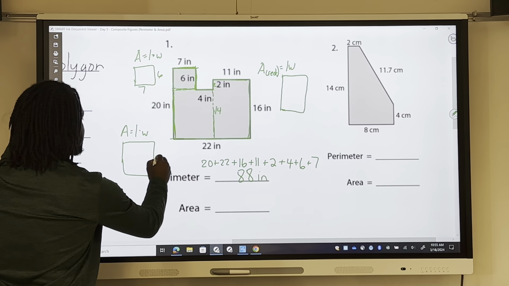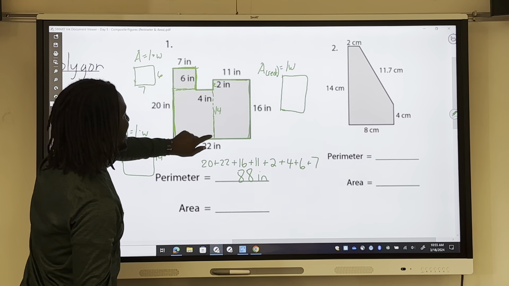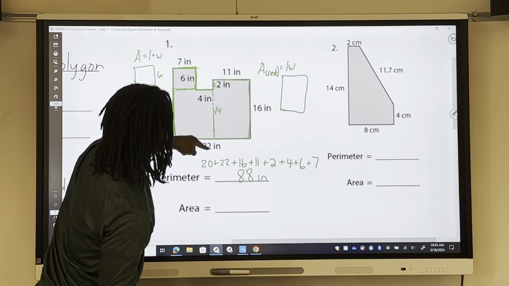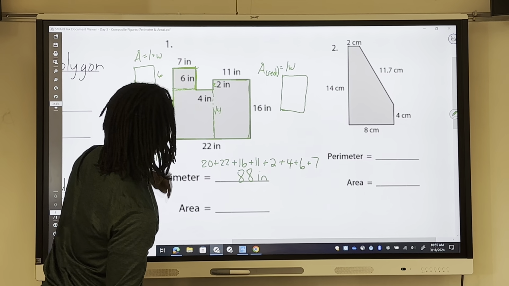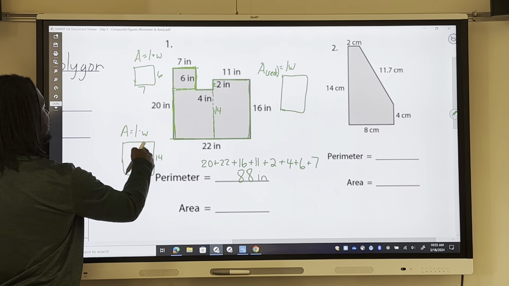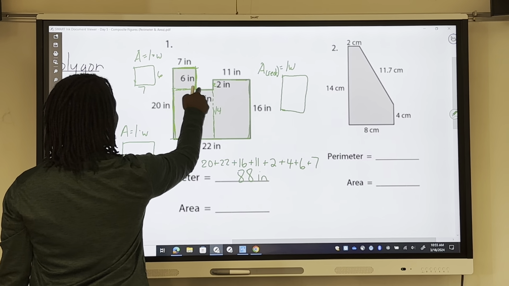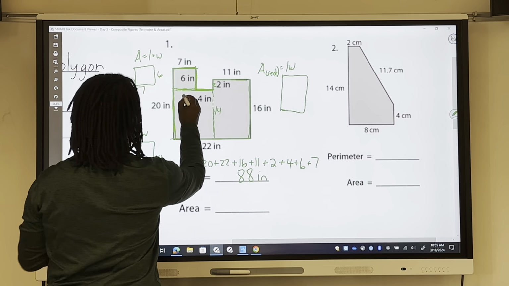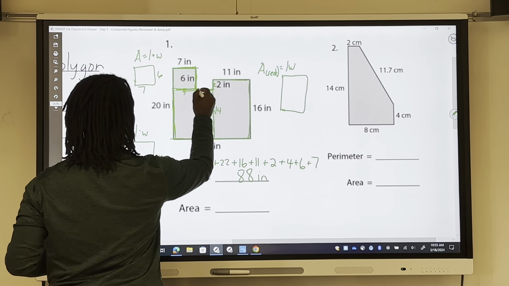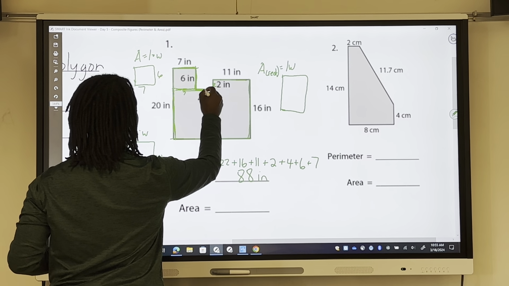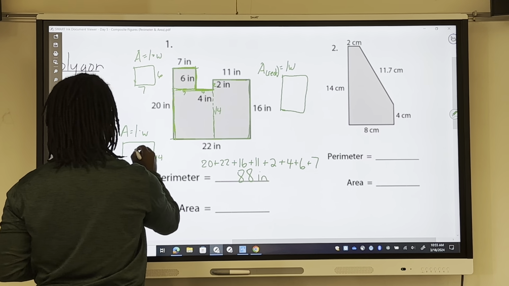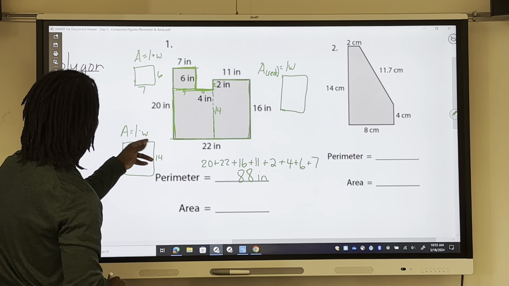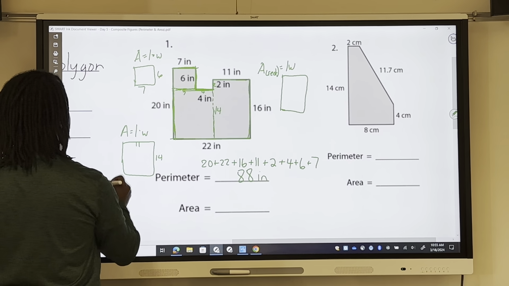All right, so this piece is 14. And again, I got that because this whole thing is 16, and I knew that this little piece was 2. So that is 14. In terms of this side right here, I know this part is 7, and I know that this part right here is 4, so 7 and 4, that is 11, okay? So 11 is my length, 14 is my width.